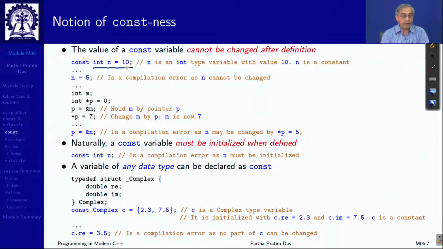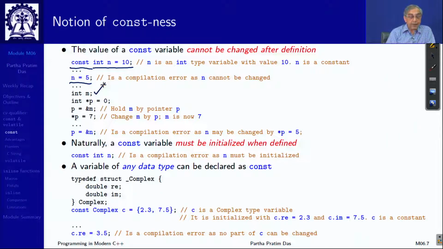Int n initialized with 10 is a normal variable. Put the keyword const before that, which means n will not be able to change. So, now if you want to make an assignment to n, there will be a compilation error, because compiler knows that value of n cannot change, it is a constant. So, in general we write this kind of code, right.